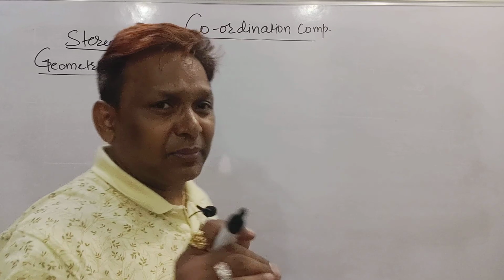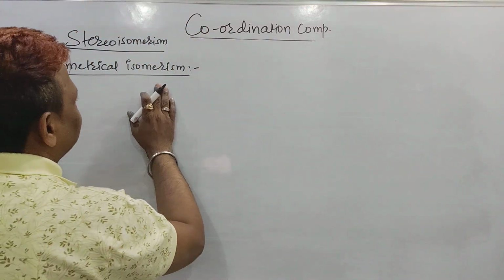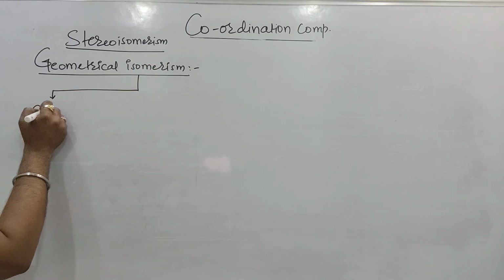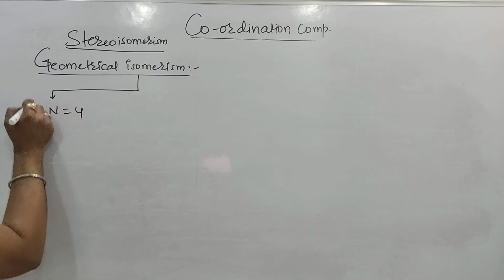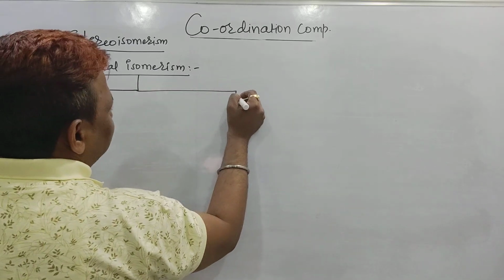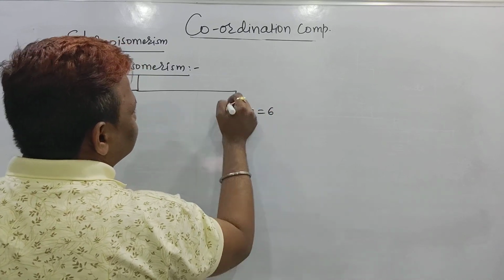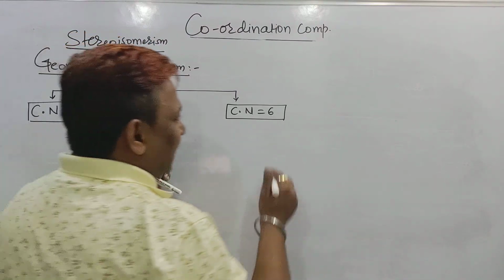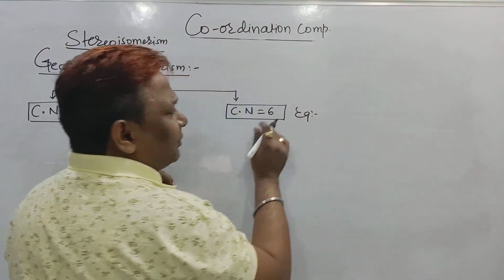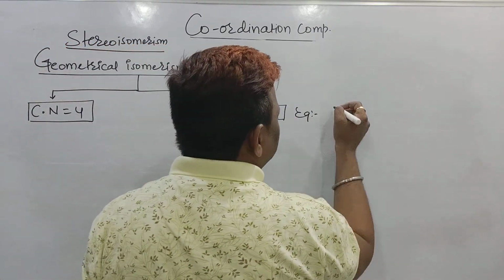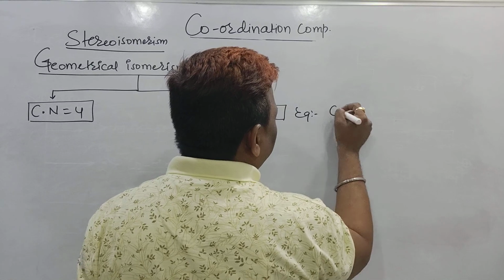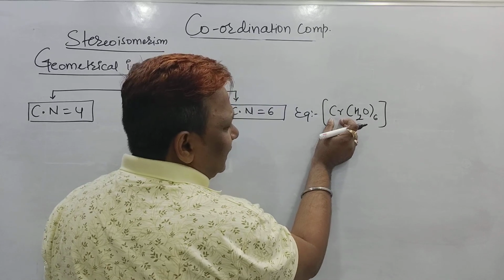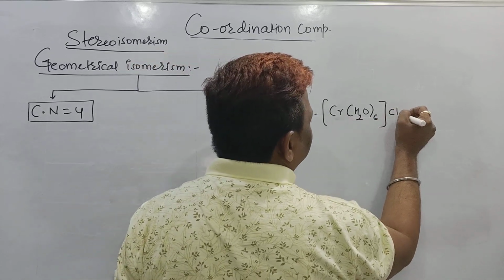Here what we require, I will tell you. To know geometrical isomerism, there are two possibilities: one complex compound will have coordination number 4 and another will have coordination number 6. I hope everybody knows coordination number 6 and coordination number 4. I will give an example. Take chromium and take water six times, the central metal atom surrounded by 6 water molecules, and I have Cl3.